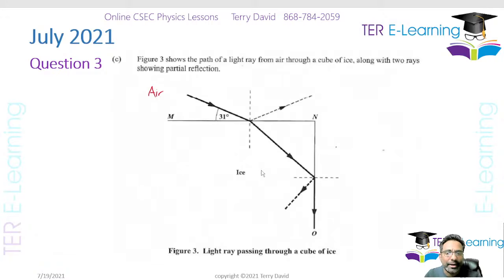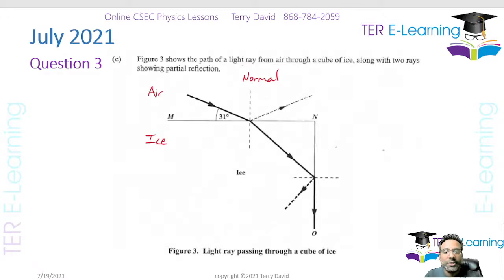Let's go back to that diagram here. First thing, this is air and this here is ice. That dashed line here is my normal. So you have a ray that is entering from air into ice, and the question asks, what is the angle of incidence? Those of you who put 31 degrees, that is not correct. You need to measure between your normal and your incident ray. So therefore, this angle here is what they're asking us for.